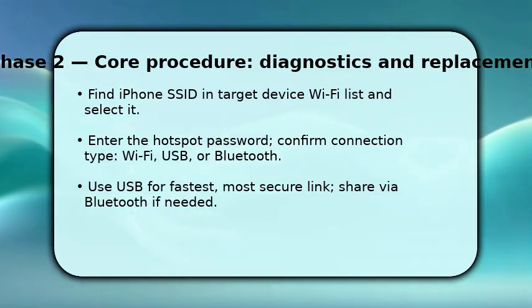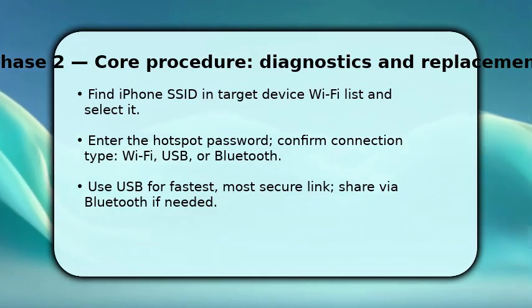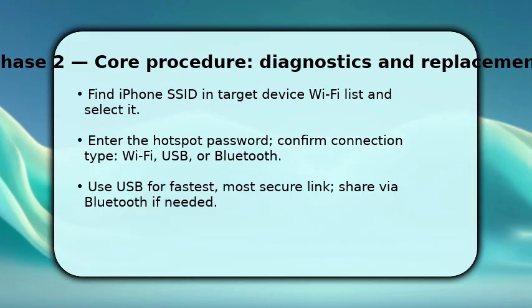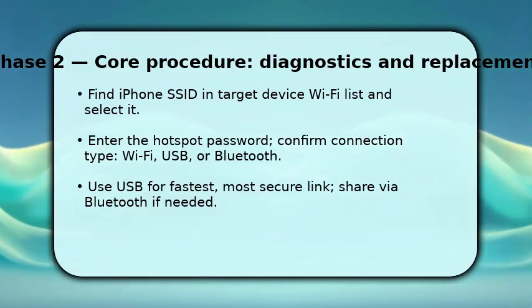If you need speed or want to conserve phone battery, plug the iPhone into the computer with USB. This also provides a secure connection. Alternatively, pair via Bluetooth for low power use. Make sure to monitor the connected device list in Settings to control access.